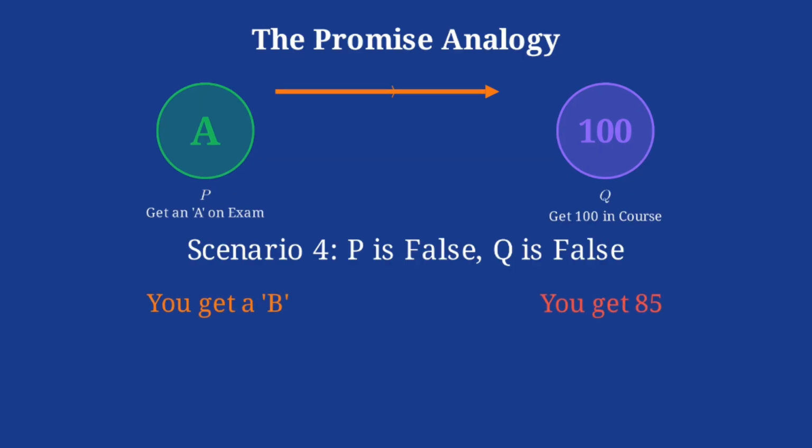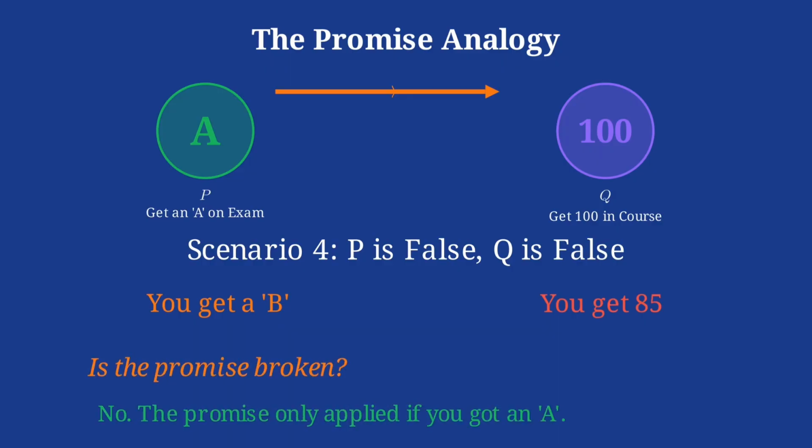Finally, scenario 4. P is false and Q is false. You get a B and you get an 85 in the course. Is the promise broken? Again, no, the promise was not broken. My promise only triggered if you got an A. Since you didn't, my promise is not violated. A false hypothesis leading to a false conclusion is also true.